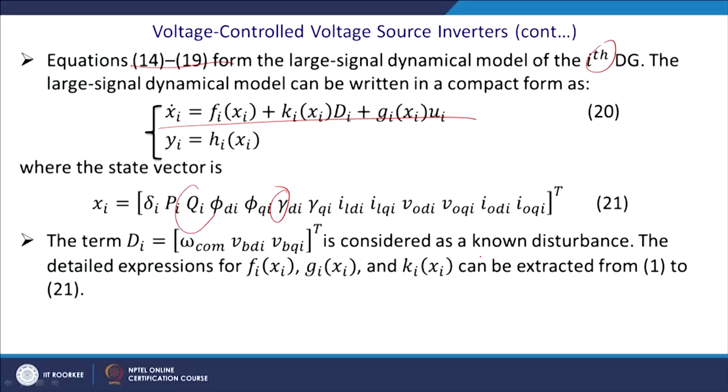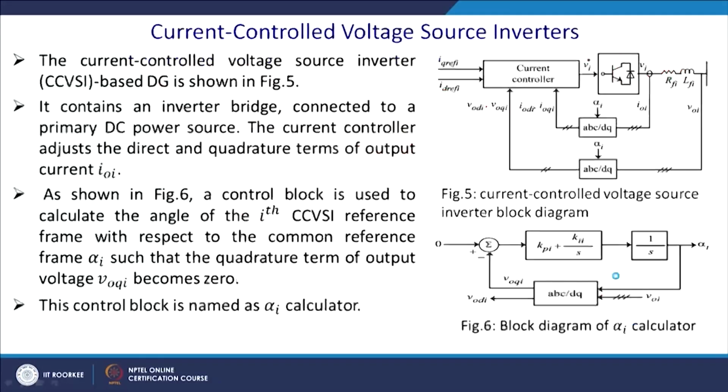and the detailed expressions for fi, gi and ki can be extracted from the whole equation 1 to 21, which we require to study. The students are required to revisit the transfer functions, the conversion from the state space to transfer function, then only can they realize the transfer functions of the system.